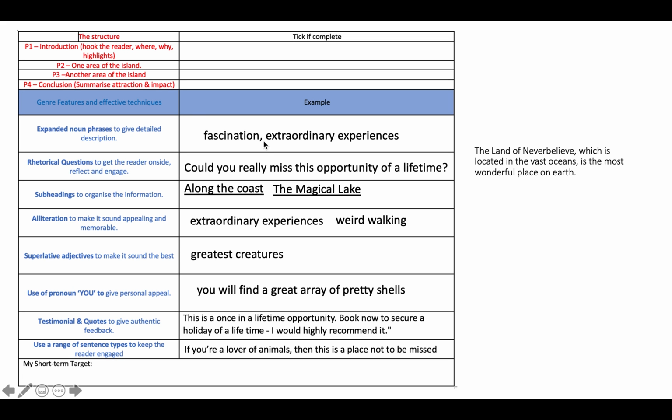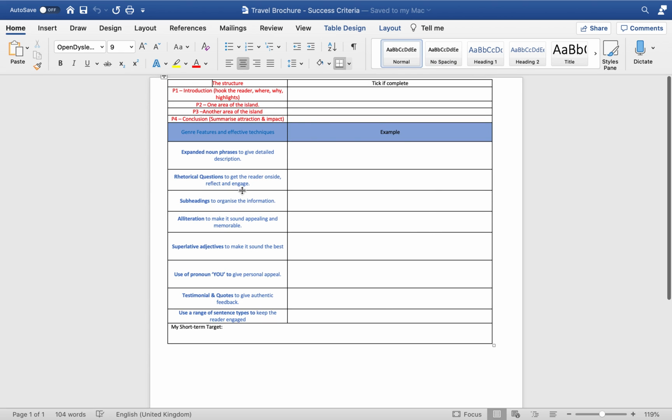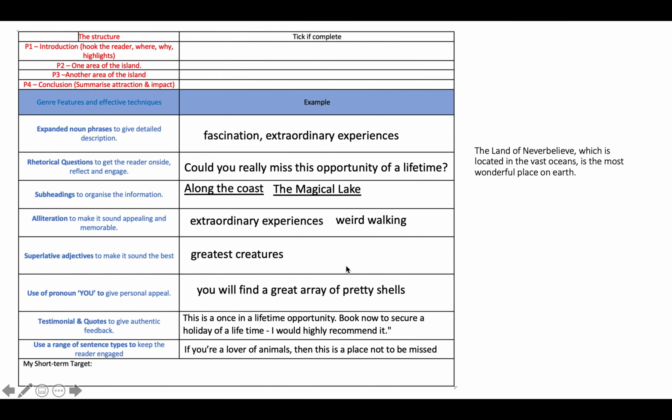So you can print them off. I've given it to you here to print off if you want to, or you can just pause the video and make notes if you would like to. So first thing you need to do, have you done an introduction? Hopefully yes, so you give it a tick. Paragraph 2 was about the magical lakes, so one area of the island, tick. Paragraph 3 was about another area of the island, tick. And then paragraph 4 was you summarising how to get there, so you can give that a tick.